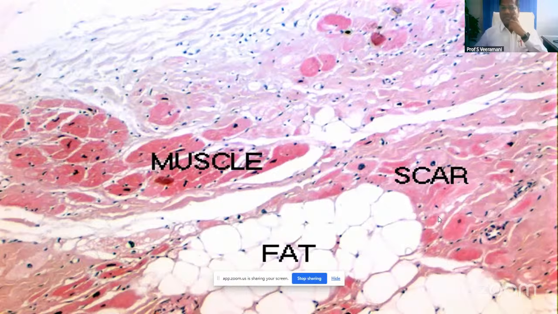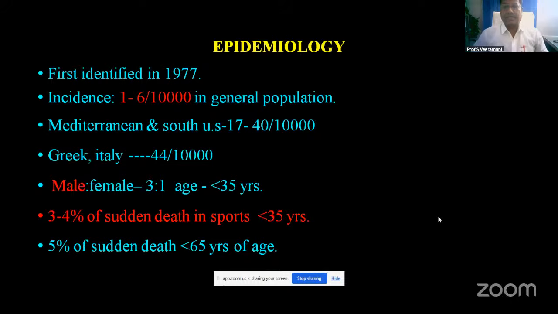And what is the epidemiology? Regarding ARVD, it was first identified in 1977, and the incidence is 1 to 6 per 10,000 in the general population. In the Mediterranean and southern US, it goes up to 17 to 40 per 10,000. In Italy, it is usually called the Venetian disease, and in Veneto, Italy, it goes up to 44 per 10,000.